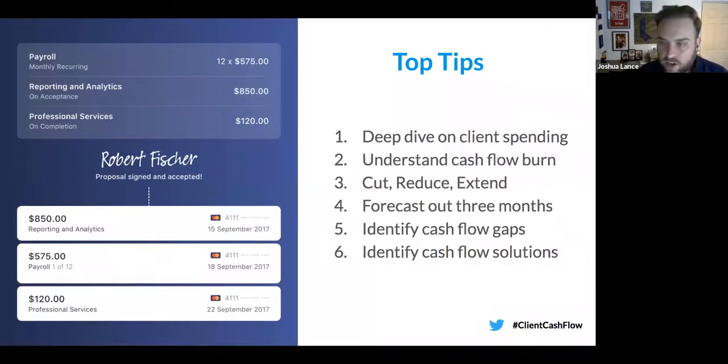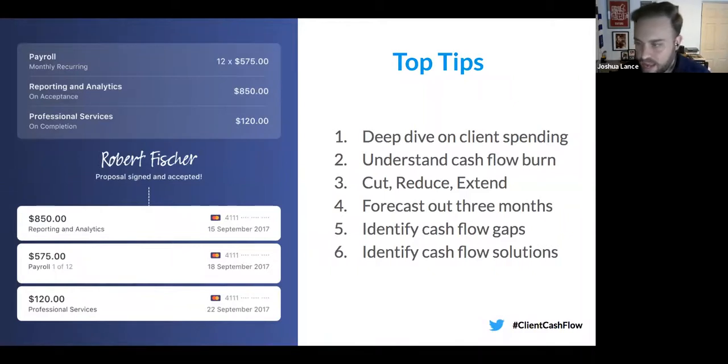Once we've kind of figured out those things, let's forecast out 3 months. Let's get ourselves through the end of June into July and see, okay, where do we end up? What's the cash flow hole that we have here, where we have this big gap that we need to fill?